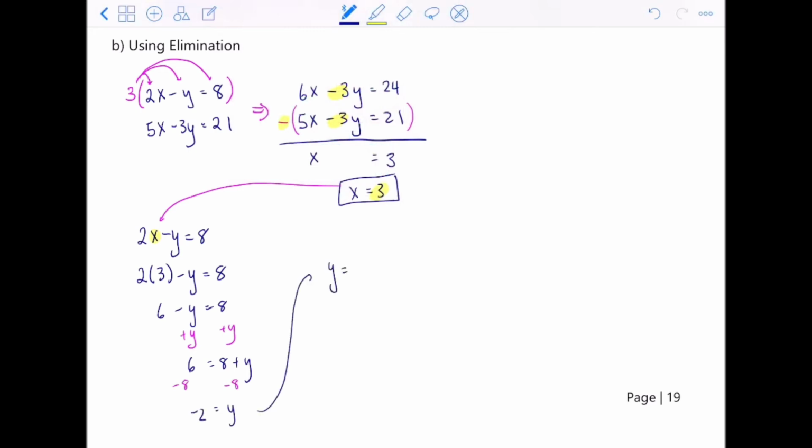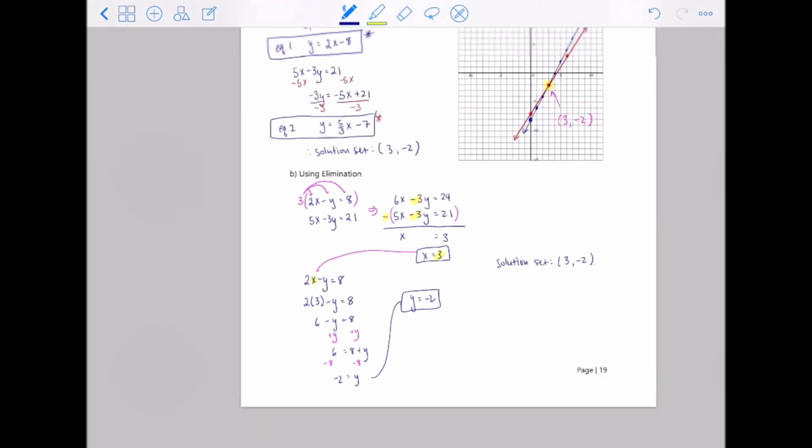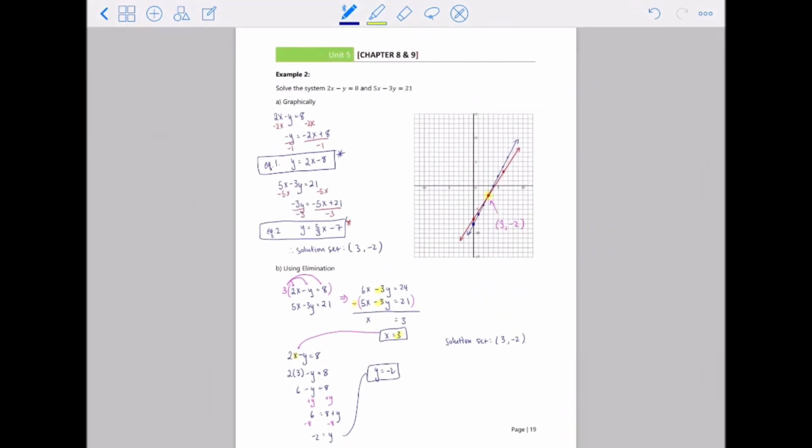You can say y this way, the same order, just different side. So the solution set is indeed 3 and -2. And we have verified it using the elimination method.